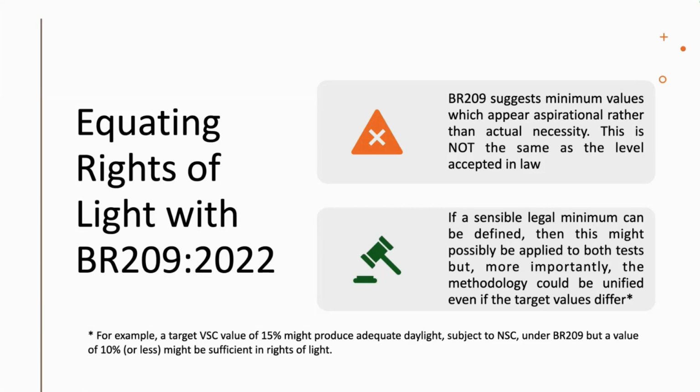I've just thrown in an example there. A target VSC value of 15% might produce adequate daylight subject to the no sky contour under BR209, but a value of 10% or less might be sufficient in rights of light. So that's something that we could look at. Again, this would be down the line. It'd be a case of having a proper test bed in which you can assess whether they both give a sensible, repeatable, same answer.